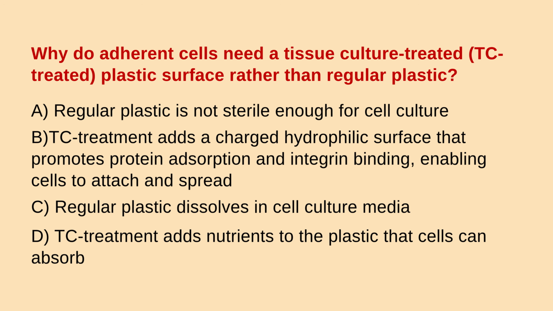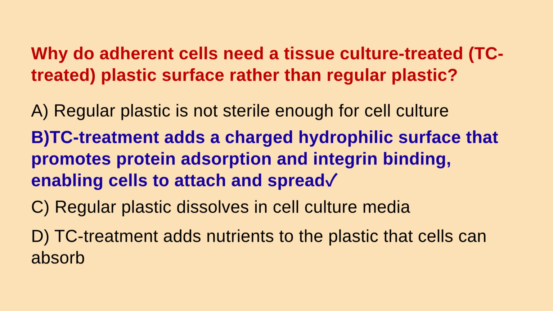The correct answer is B. Tissue culture plastic is treated with plasma discharge or gamma radiation to create a hydrophilic, negatively charged surface. This promotes adsorption of serum proteins, like fibronectin, vitronectin, and collagen, which act as adhesion substrates for the cell's integrins. Without this surface modification, cells simply can't engage their adhesion machinery. No engagement means no attachment, and no attachment means no growth.